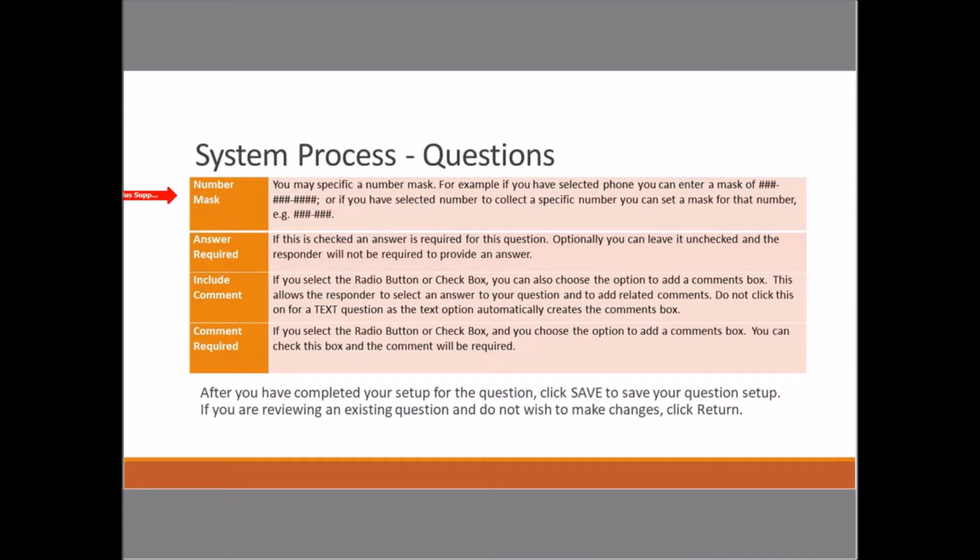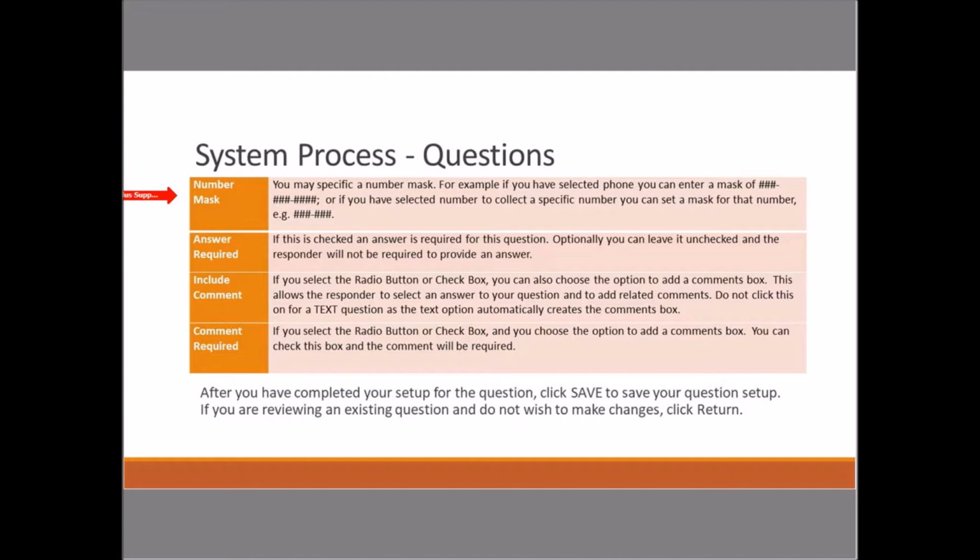Number mask. If you're collecting a phone number, you can select to use a number mask. So they have to follow your format, so to speak. So if I put hashtag, hashtag, hashtag, dash, hashtag, hashtag, dash, hashtag, hashtag, hashtag, they have to put in a 10-digit phone number. So when you're selecting a phone number, it's useful to put in a number mask to make sure they're giving you the full phone number. So you want to make sure they give you the area code or whatnot. So that's what that field is used for. It is completely optional to use number mask, but that's what that means.